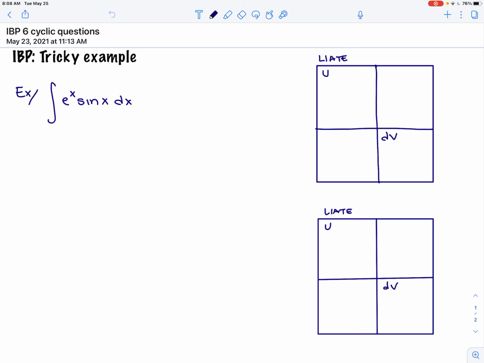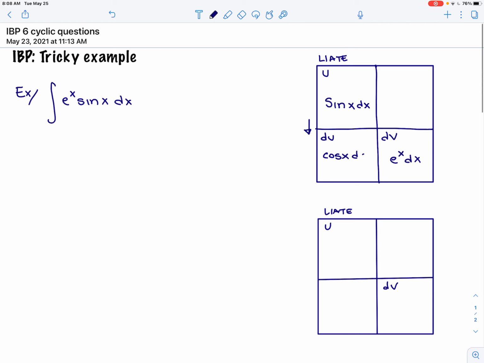So I'm going to let my u and dv be parts of the question. So according to logs, inverse trig, algebra, trig, the u is going to be the trig. And the rest of the question is dv. Okay, then going this way, I take the derivative.